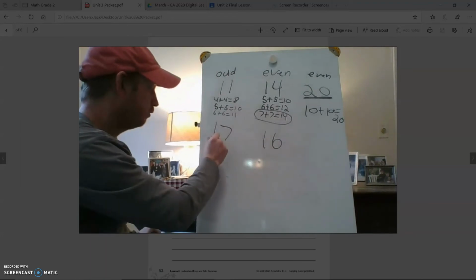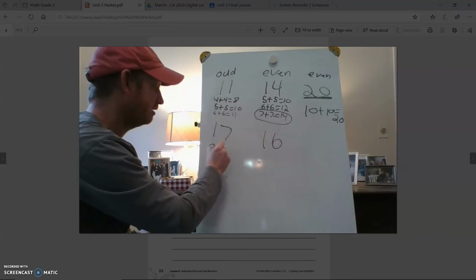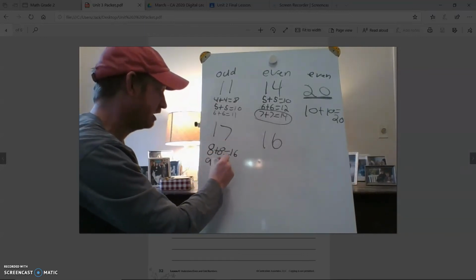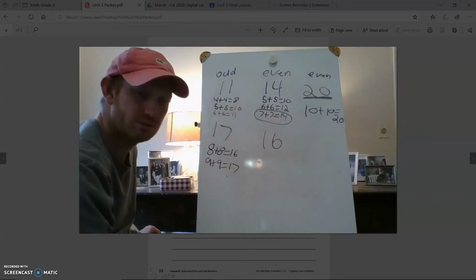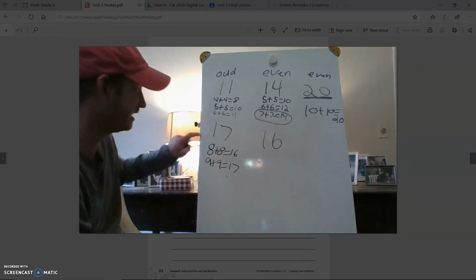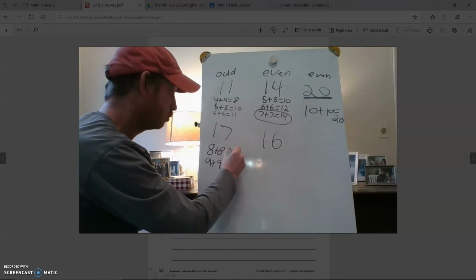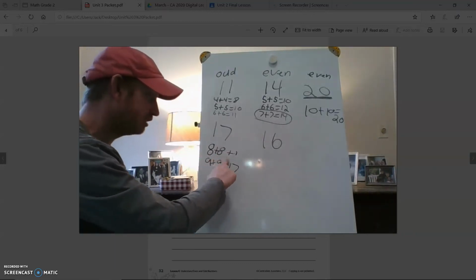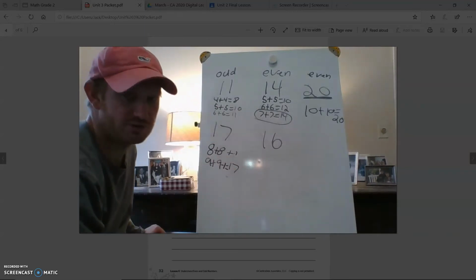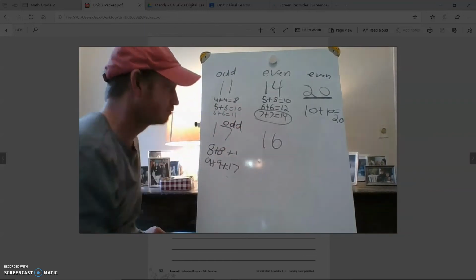17. Well, for 17, I know that 8 plus 8 is 16, and 9 plus 9 is 18. So I could do either one of these with a 1 to get to 17. I could do 8 plus 8 plus 1, or I could do 9 plus 9 minus 1, but there's no doubles facts. So therefore, this number 17 is odd.